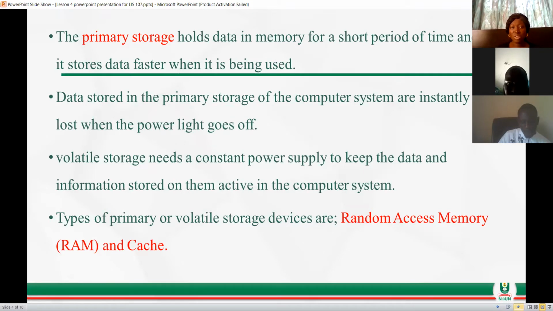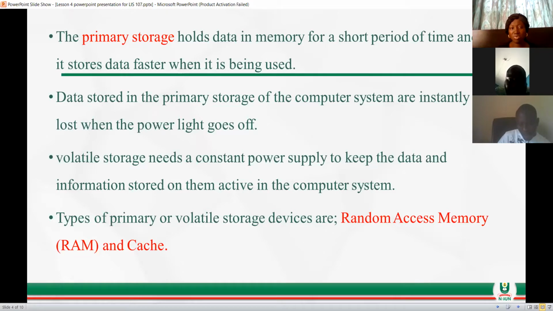So that's the primary storage that we're talking about. Primary storage is the volatile storage and it holds data for a short period of time. In as much as it holds this data for a short period of time, it still stores it faster when it is being used. And data that is being stored in the primary storage, once the light goes off, wherever you have stored is instantly lost. It needs a constant power supply to keep the data or the information.